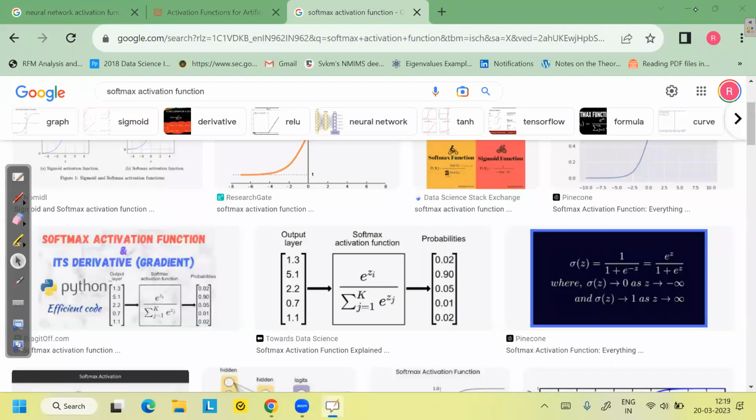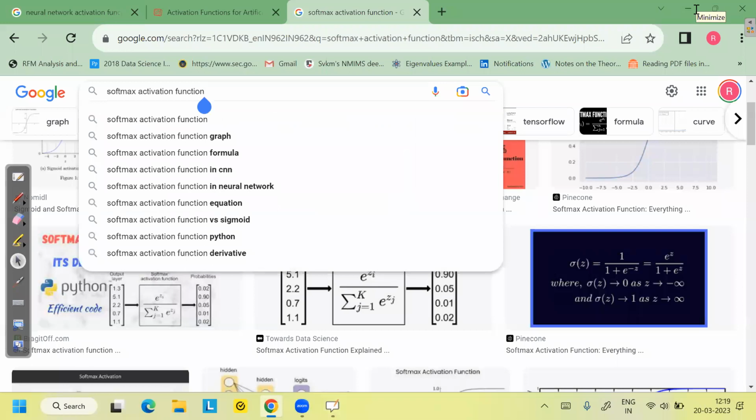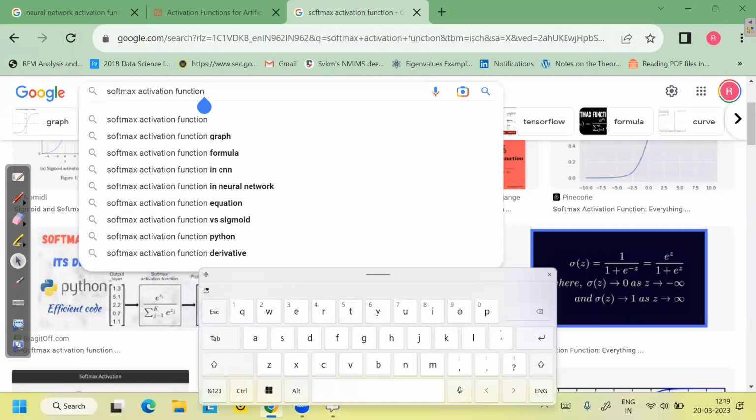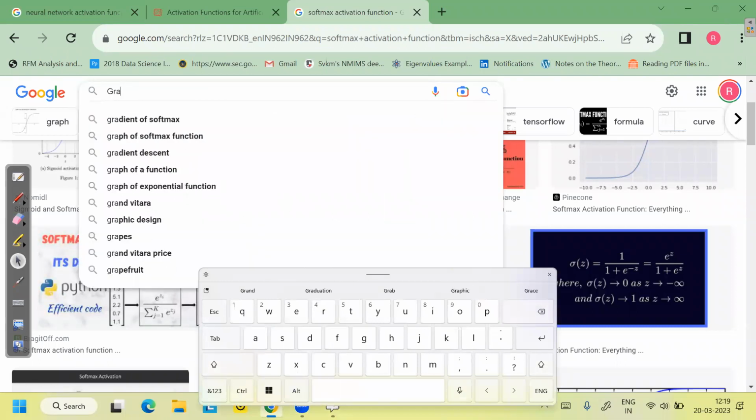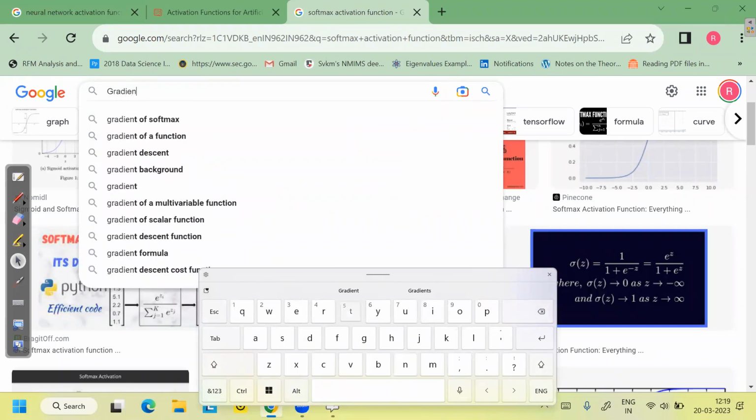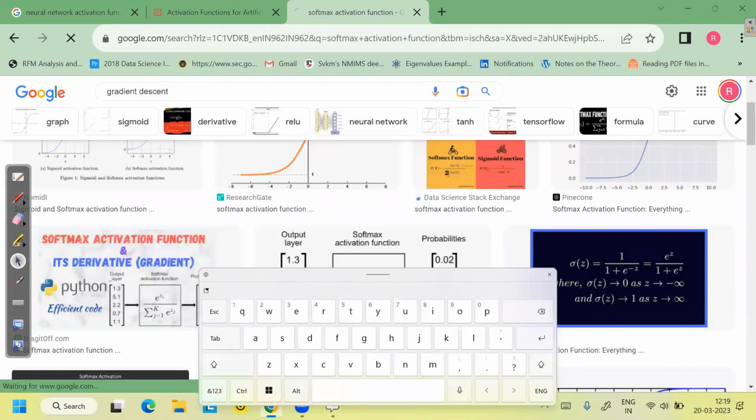Now, if you are looking at what this gradient descent algorithm is, this is one of the popular algorithms within derivative statistics, derivative calculus, gradient descent.